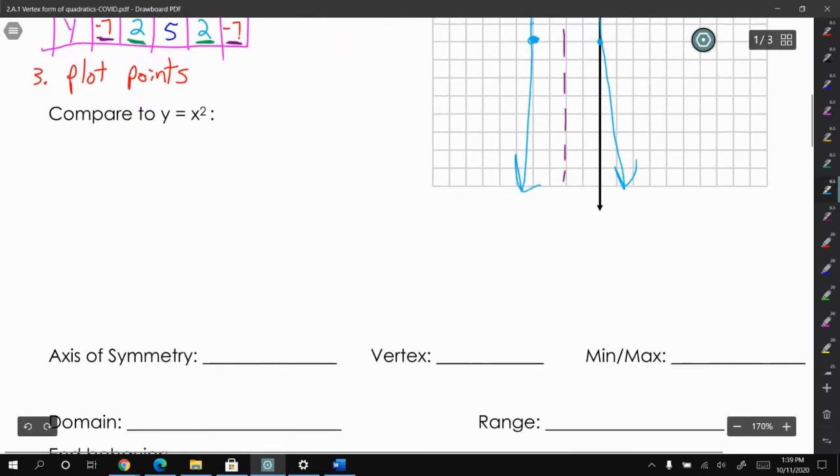So then comparing, remember when I ask you to compare, it's always R, S T, R. We do have a reflection over the x-axis.